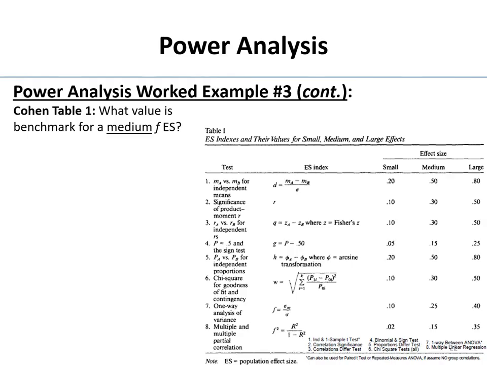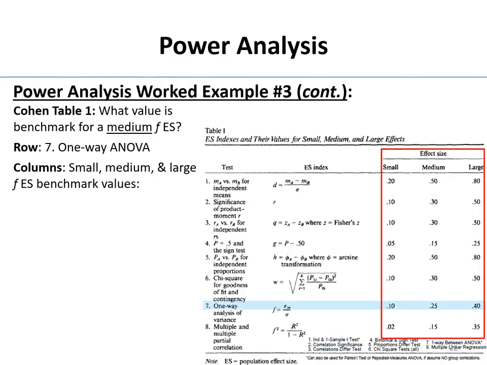So here's Cohen's Table 1. The question we want to answer is, what is the value for a medium effect size benchmark? One-way ANOVA is way down there at the bottom, row 7. We're going to look at those columns on the right, which give the small, medium, and large ANOVA effect size benchmarks. We want medium. There are our 3 values. You can see that of the 3 values, a medium is 0.25.